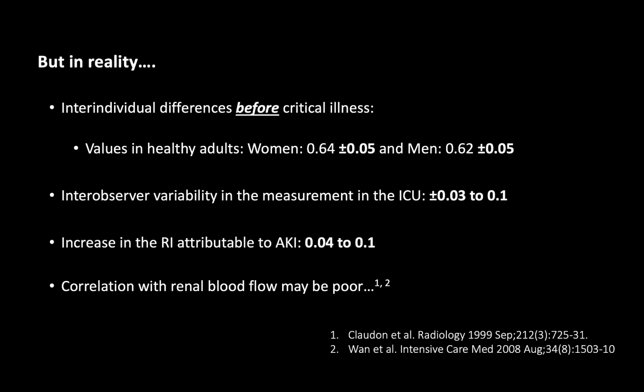Inter-individual differences are already marked in healthy individuals, with unknown variability amongst critically ill individuals. Inter-observer variability is also not negligible, but may be mitigated by serial measurements over the course of illness. Acute kidney injury itself, whatever the cause, can increase the renal resistive index on its own without a clear correlation with increased right-sided pressures.